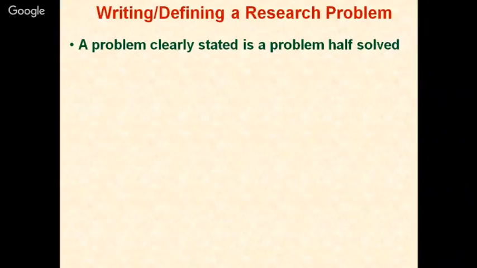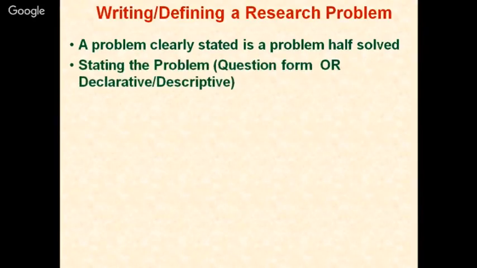So now coming to defining a research problem. A problem clearly stated is a problem half solved, because you know how to do it. Because if the problem is very specific, okay, and the problem has got say 5 components: specific, measurable, attainable, relevant, and time bound, SMART objective. Okay, so a problem clearly stated is a problem half solved.